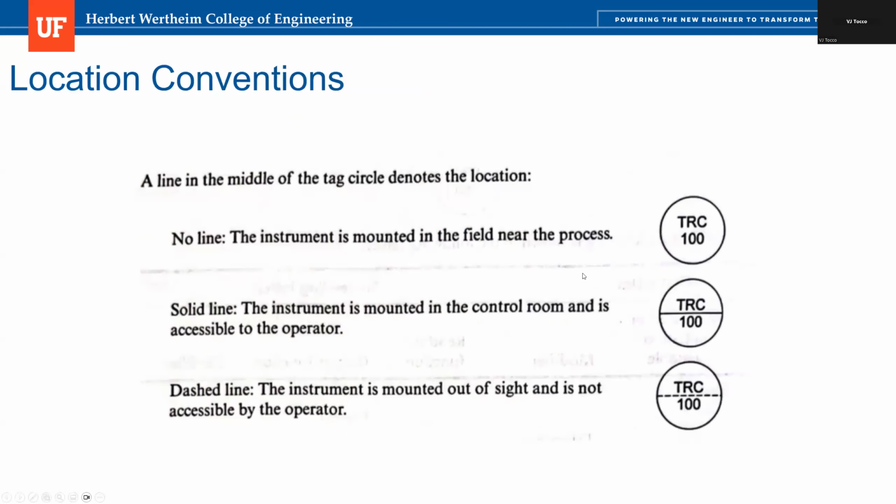The line in the middle of the tag denotes the location. If there's no line, the instrument is mounted in the field near the process. If there's a solid line, it is mounted in the control room and is accessible to the operator. And a dashed line means it's mounted out of sight and not accessible by the operator. I always think this is kind of cool because you can get into the logistics of how these things are built. It's not like the equipment is actually laid out the exact same way as it looks on the P&ID.